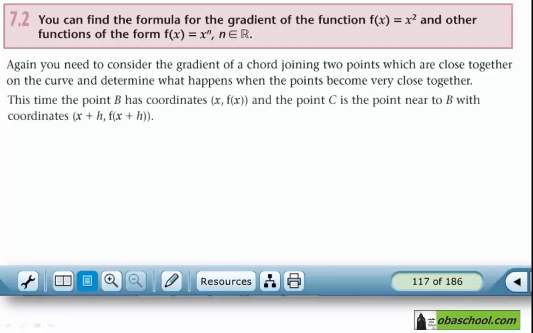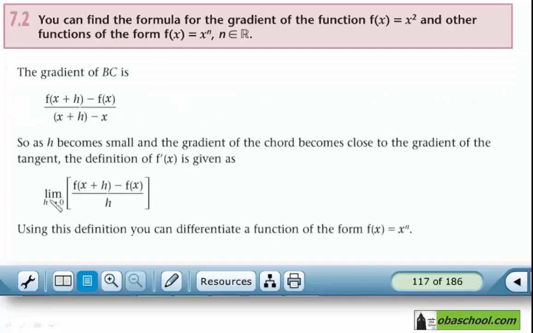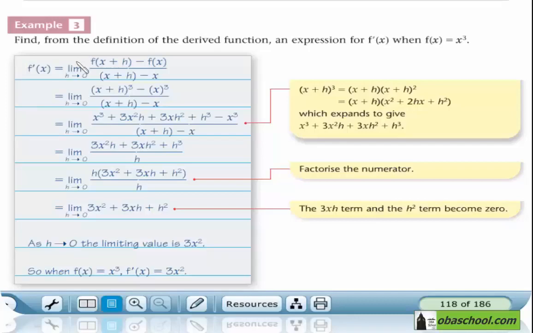Then, as we said before, we need two close points to be able to work out the gradient. This time the point B has the coordinates x and f of x instead of writing y. Then the point C that is close is going to be x plus h and f of x plus h. Therefore, the formula is going to be as follows: the limit as h tends to 0 of f of x plus h minus f of x divided by h. This is the formula that we are going to use now to solve example 3, page 118.